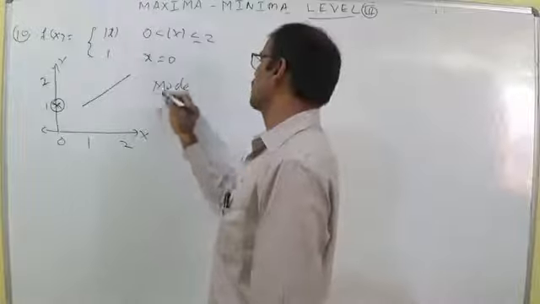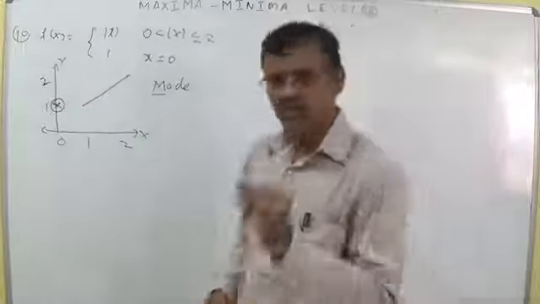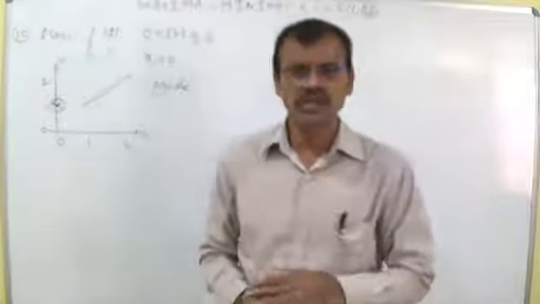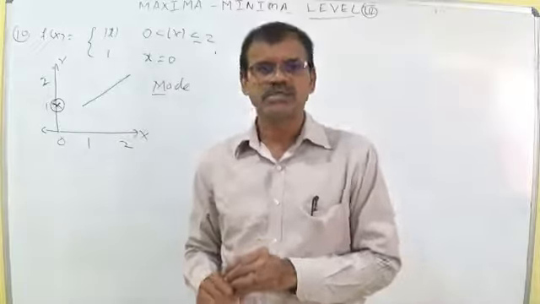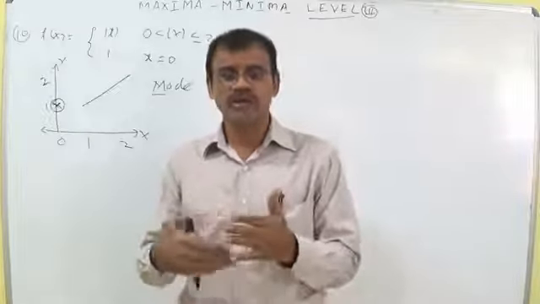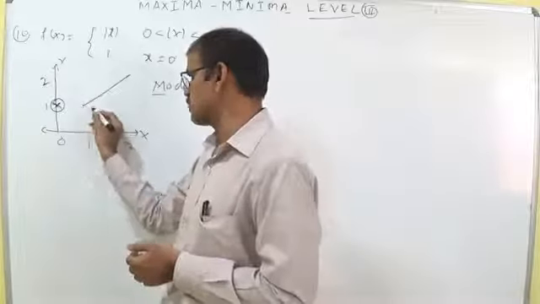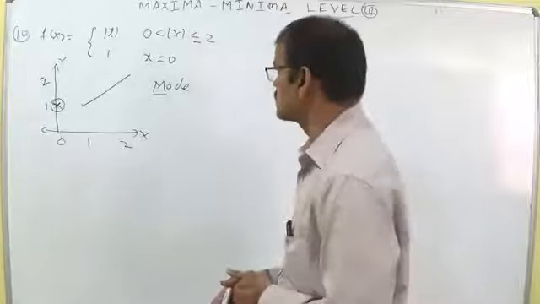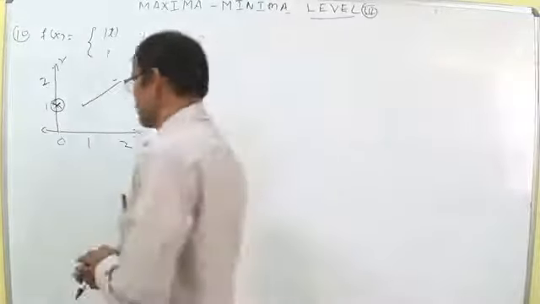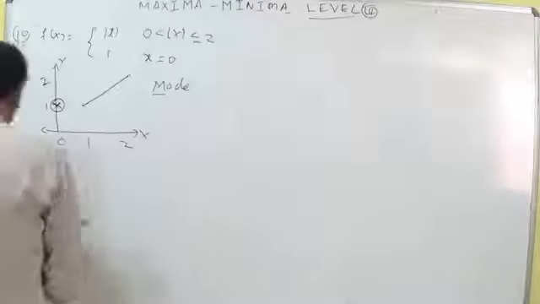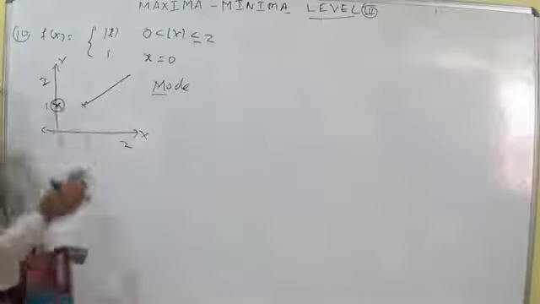So what is meant by mode? For grouped data, what is the maximum value? That is the mode. For ungrouped data, whatever value repeats is called the mode. So here 1 is repeating, so 1 is the maximum value. We can say that f of x has a local maximum at 1 simply. This is ungrouped data. How many times did it repeat? For 1 we got 1 and for 0 also we got 1.